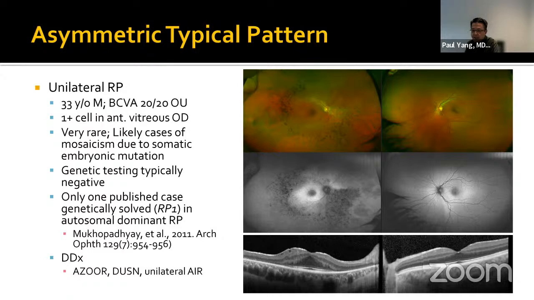There's one case in the literature due to a gene called RP1 where many members of the family have RP, and then suddenly you have one patient, one family member where it's only in one eye. So it can happen. And the differential for this is Azor, right? Azor, even though I showed you a bilateral case, Azor often is in one eye. Drusen, as well as potentially unilateral AR, autoimmune retinopathy, which is also rare.